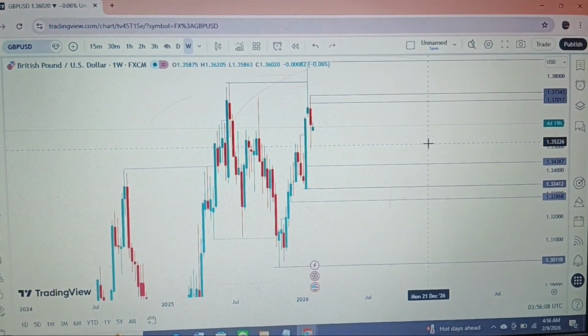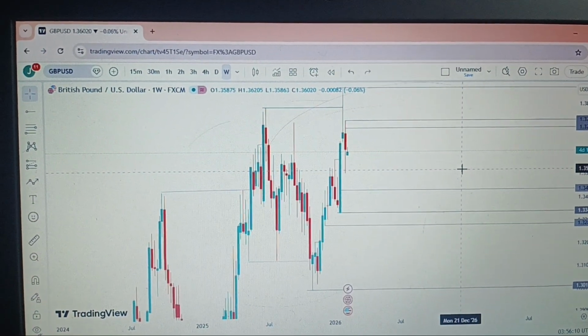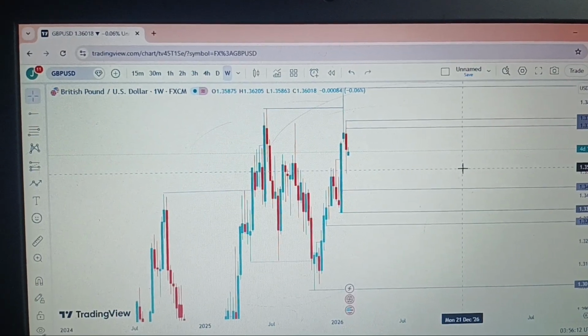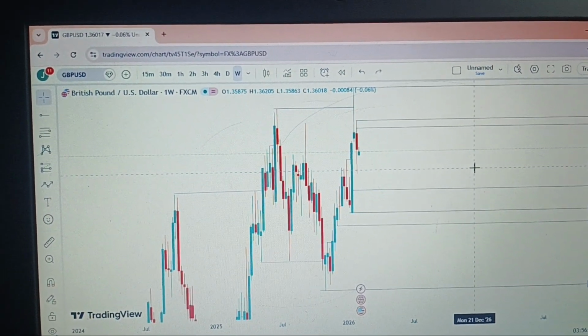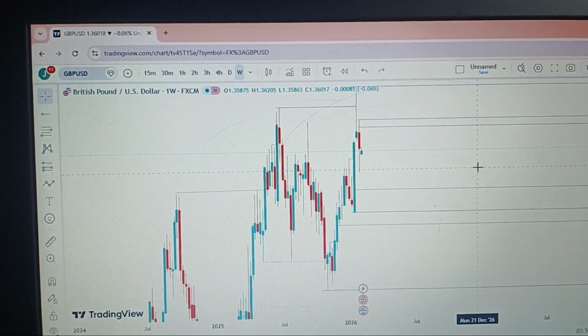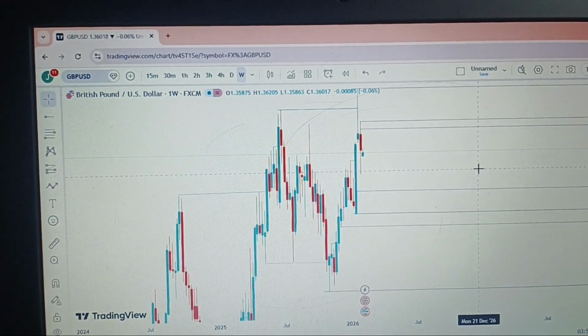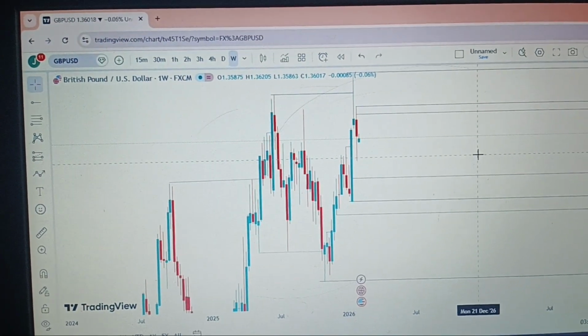So without wasting much of our time, I want to quickly dive into the chart and look at what we have this week. Let me quickly share what I'm currently looking at. This is GBPUSD, and currently I'm on the weekly time frame.